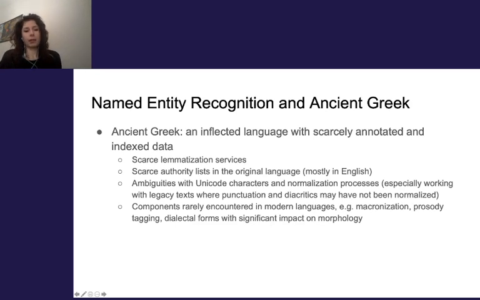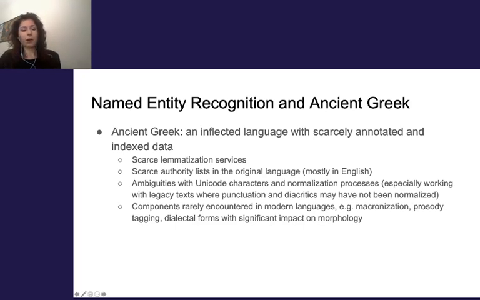Most authority lists are particularly scarce in terms of entries in the original language, so most references that we have, especially when it comes to named entities, do not have an actual entry in ancient Greek. They only have an entry in English or in Latin, at the very least.